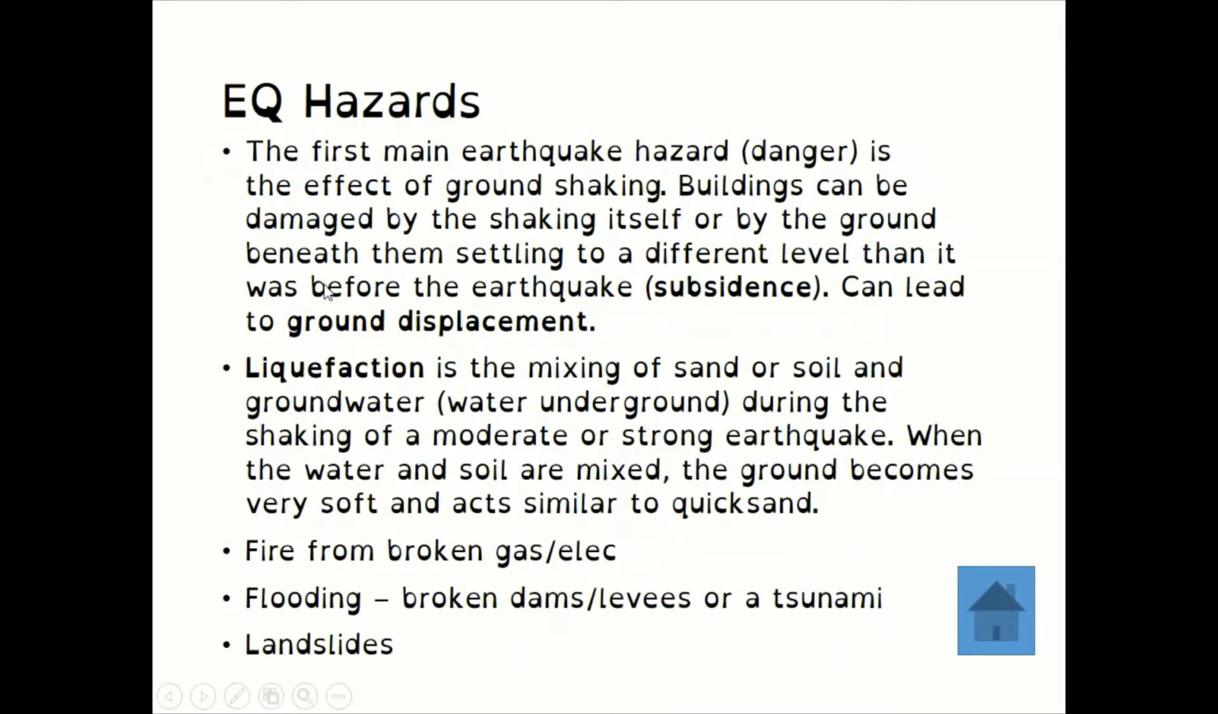So first one then is the shaking. Earthquakes don't kill people, buildings do, and that's because they are moving with the ground displacement. That's the ground shaking, okay, ground displacement, it going up and down. And that can lead to things like subsidence, where buildings sink. And that can be partly to do with liquefaction as well. So this is like when you stand on the beach, you wiggle your toes and your foot sinks down.